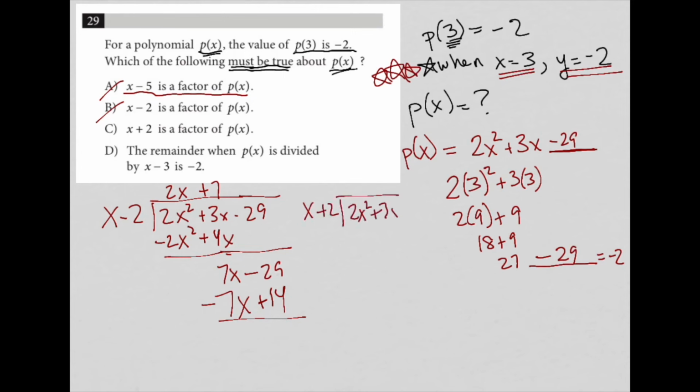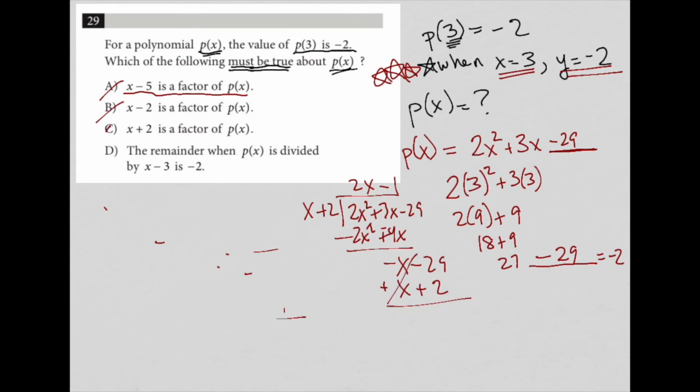2x squared plus 3x minus 29. So same thing as 2x. 2x squared plus 4x, minus and minus. So this becomes negative x minus 29, which makes this minus 1, which makes that negative x minus 2, but that becomes positive and positive. So once again, these numbers don't cross out, so C is gone. So I'm really hoping that choice D is the right answer.